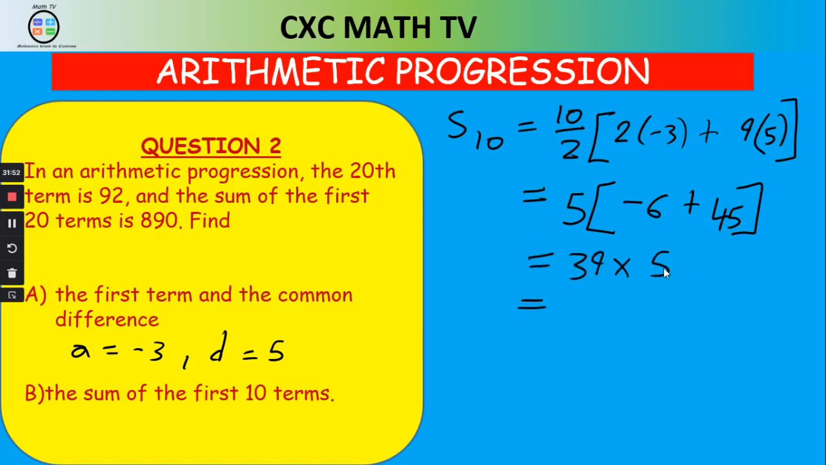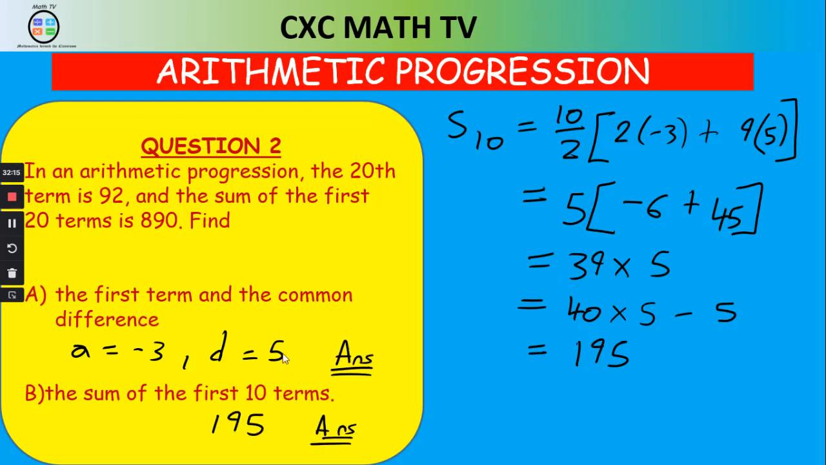I can't multiply 39 times 5 out of my head, but I can multiply 40 times 5 minus 5, since 39 is 40 minus 1. This is now 195. So that's 39 times 5. The answer is 195.